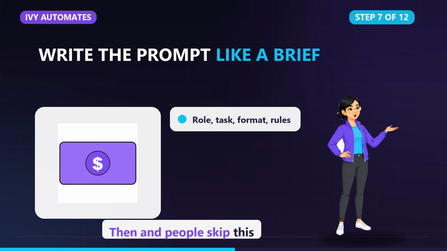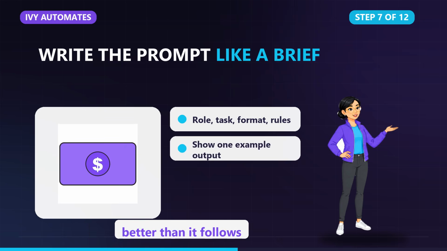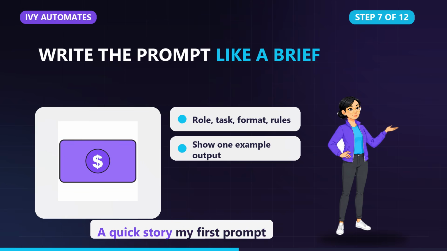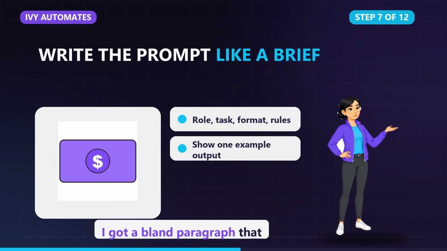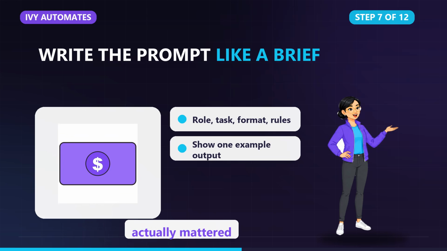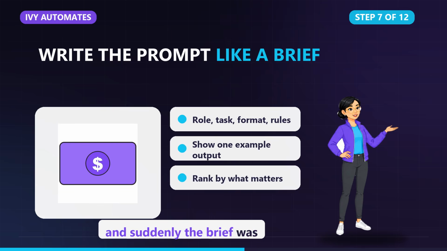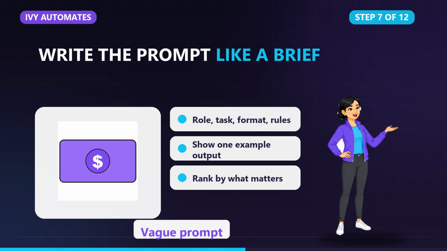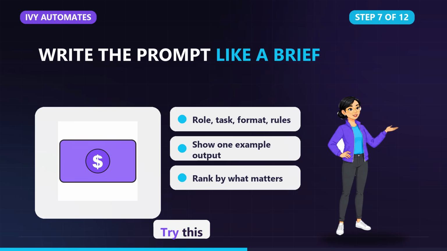Then, and people skip this, paste one example of the exact output shape you want. The model matches examples far better than it follows adjectives. A quick story. My first prompt just said summarize this document. I got a bland paragraph that buried the one clause that actually mattered. I added rank by importance and flag anything that costs money or sets a deadline, and suddenly the brief was useful. Vague prompt, vague brief. Specific brief, specific result.